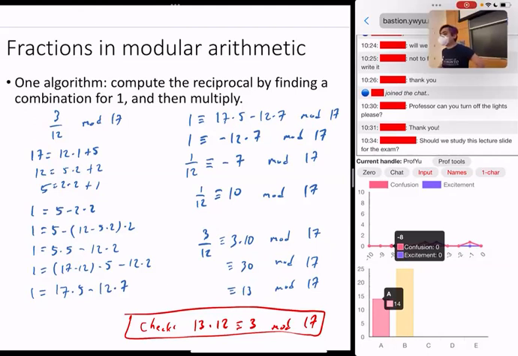Should you study this lecture slide for the exam? You should study, so the official line is always going to be, you should study everything we've covered in this class. Having said that, there will be a problem where I ask you to find a fraction in modular arithmetic.